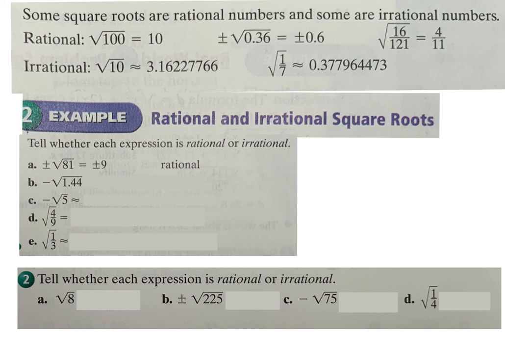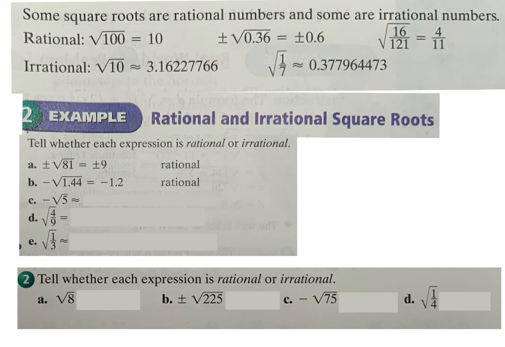B, negative 1.44. Well, we know that 144 has a perfect root of 12. And this one has 2 decimal places. So as long as your decimal places are even, you're just going to put half of that in your answer. So 12 with 1 decimal place would be the root of this. So 1.2, and they were looking for the negative root. So that's rational.